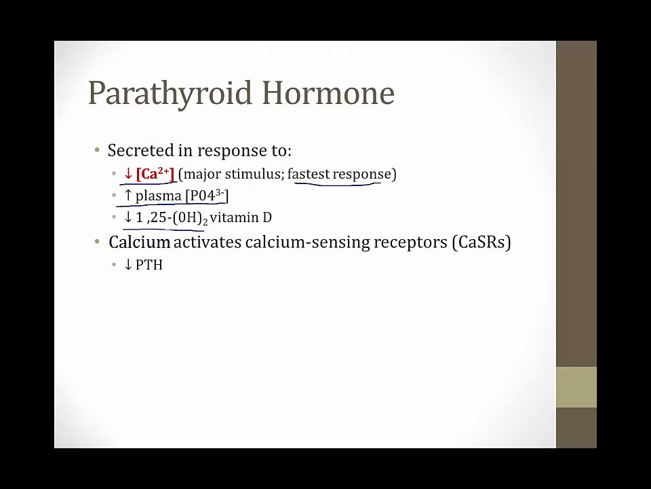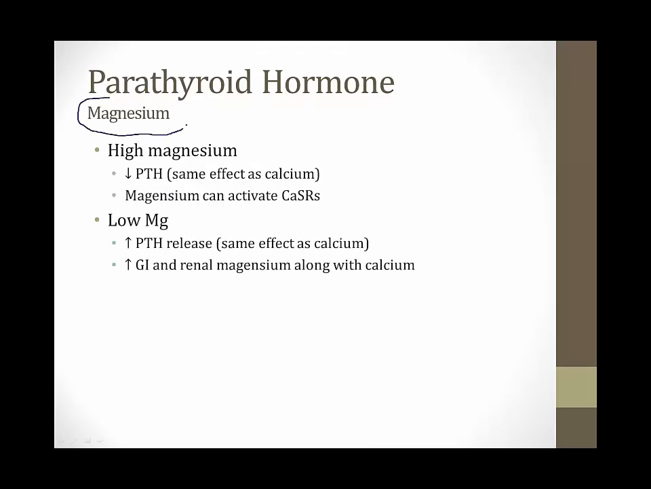The way that calcium manipulates the release of parathyroid hormone from the parathyroid gland is by binding to calcium sensing receptors, or CASRs. When calcium binds to the calcium sensing receptors, this leads to a drop in the amount of parathyroid hormone released by the glands. Magnesium can also affect the parathyroid glands, and it has a very similar effect on the glands to calcium.